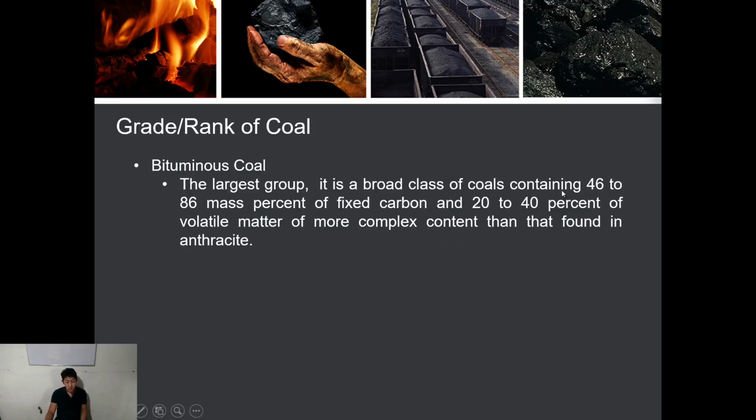So the bituminous coal contains 46 to 86% of fixed carbon, which is lower than the carbon content of anthracite, and 20 to 40% of volatile matter. As it matures, the volatile matter decreases. So bituminous coal has higher volatile matter than the anthracite.